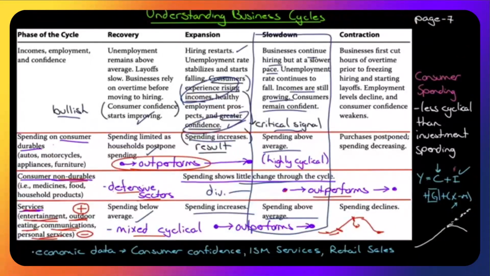Until contraction. Businesses first cut hours of overtime prior to freezing hiring and starting layoffs. What's this going to do? You're cutting overtime right away, incomes are going to decrease. You're starting layoffs, incomes are going to decrease in aggregate, right? Employment levels decline.